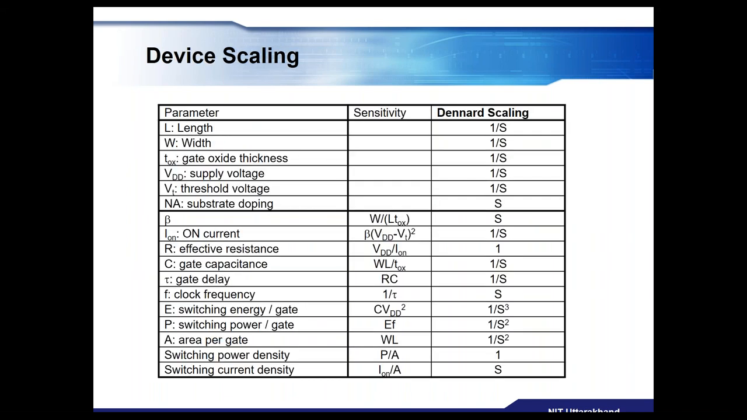But what will happen? As you have seen, the on current, ION, is reduced, our switching power density is reduced, and the delay is reduced. So ethically, the constant field scaling method doesn't predict that much. There are other scaling methods also proposed, which we call the constant voltage scaling method, in which the voltage will become constant.